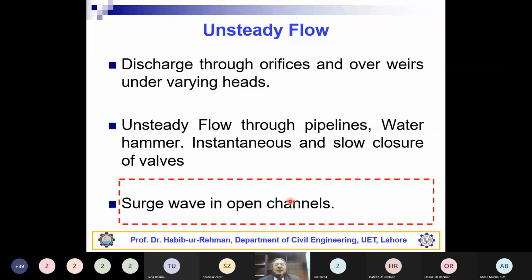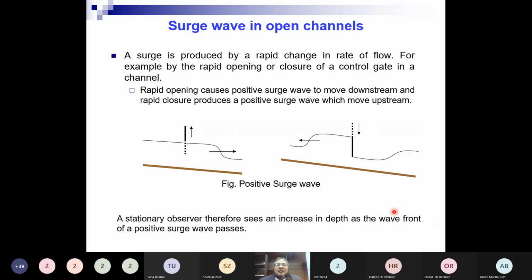Till now, we have discussed two main things in unsteady flow. The first was the discharge through orifices and over weirs under varying heads. Secondly, we studied the unsteady flow through pipelines, water hammer, instantaneous and slow closure, etc. And now the third thing is surge wave in open channels, so that we want to discuss.